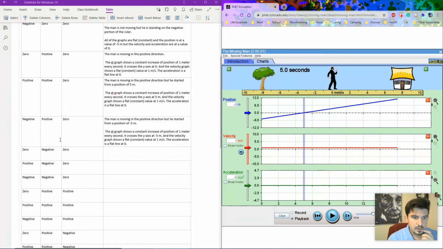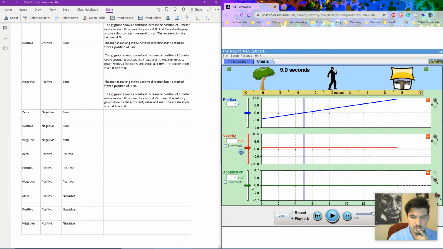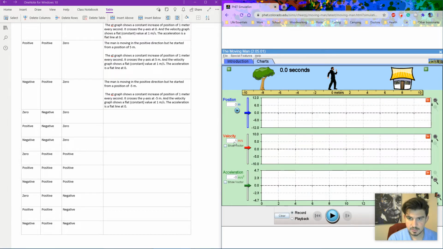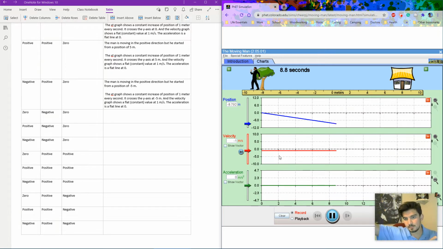Okay? So now we're going to start him at a position of 0. Let's clear everything. Start him at a position of 0. This time we're going to make his velocity negative. Negative velocity. Okay, so we're going to let this run, and we can see that this looks basically the same as last time, only instead of our line increasing on our position time graph, it looks like it's decreasing.